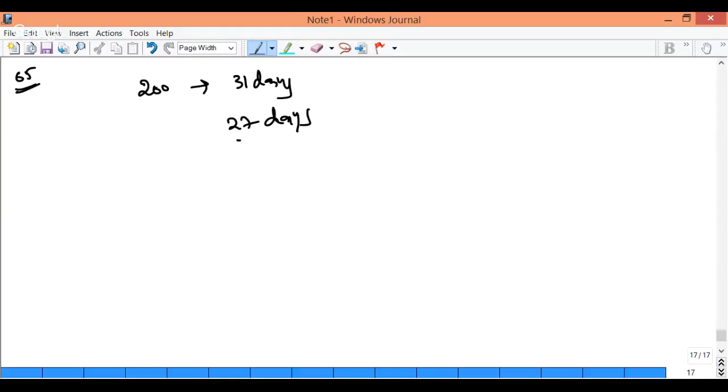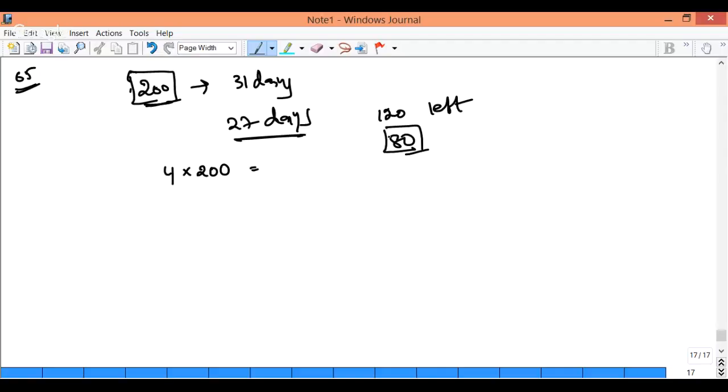So for 27 days, these 200 soldiers have taken the food. Now there are only 4 days remaining. How much food will be left over here? 4 into 200 will be left over. But in the question it says 120 soldiers left the fort after 27 days. So how many remaining are there here? 80. There are only 80 soldiers.